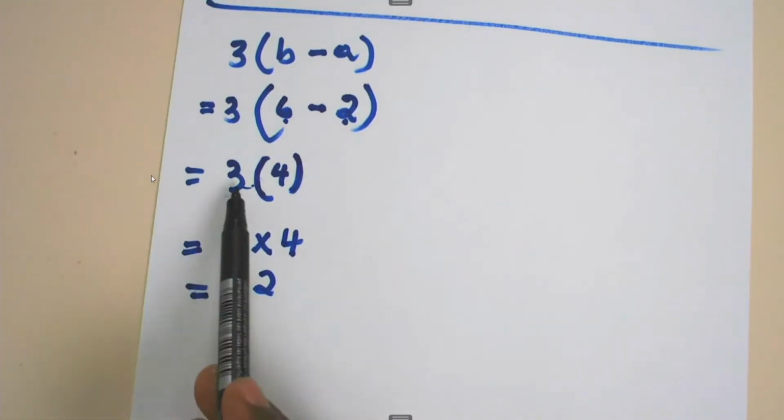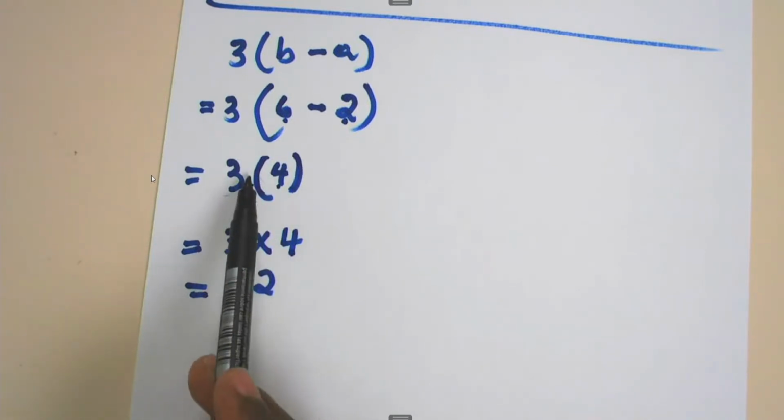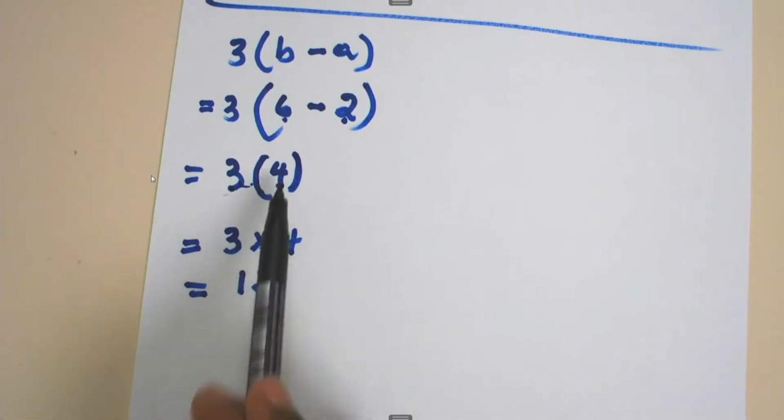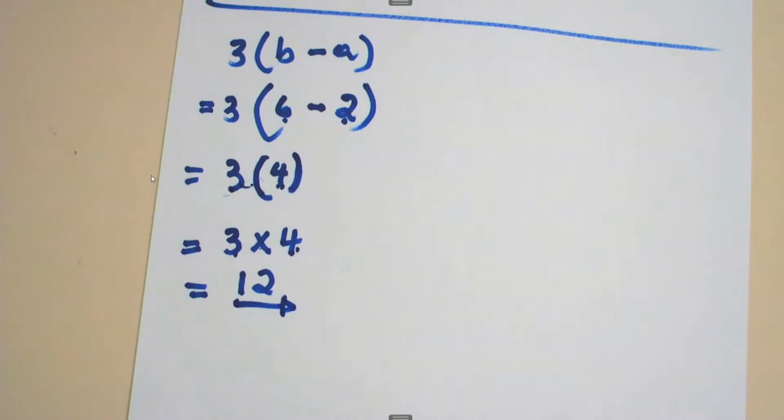So when you've got a number and a bracket with a number inside the bracket, the sign between them is a multiplication sign. So this is the same as 3 multiplied by 4. 3 multiplied by 4 equals what? 12. So have we found the value of the expression? Yes, we have found the value of the expression. The value of the expression equals 12.